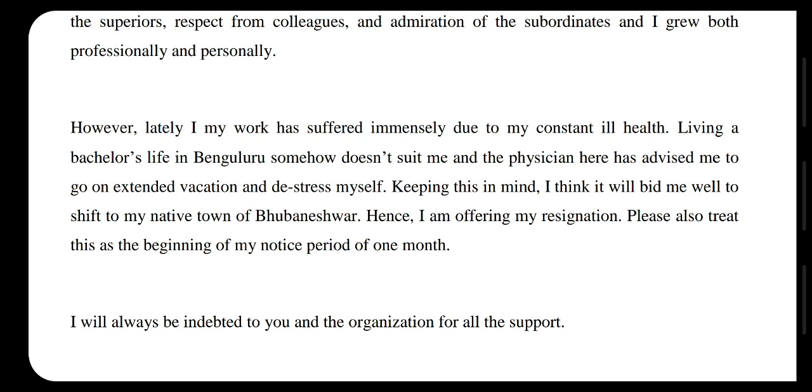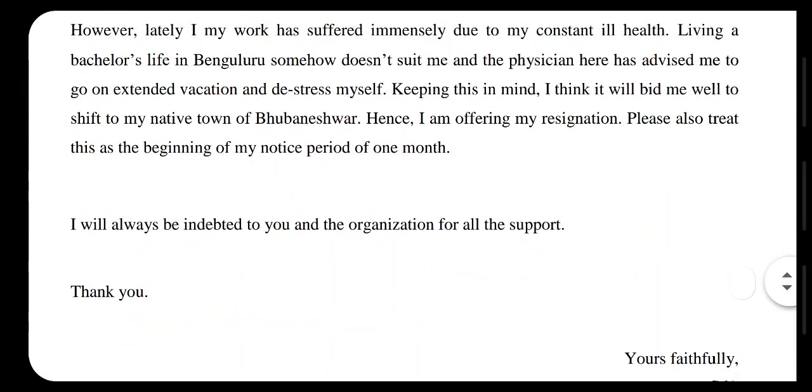So if you are bound by contract to serve 1 month notice period, then after terminating you, the organization will have to give you 1 month's salary. So the rules apply on both the side. So here we are saying that please also treat this as my 1 month notice period, so that a month after this I can stop coming.